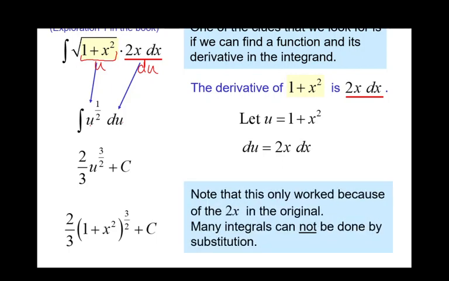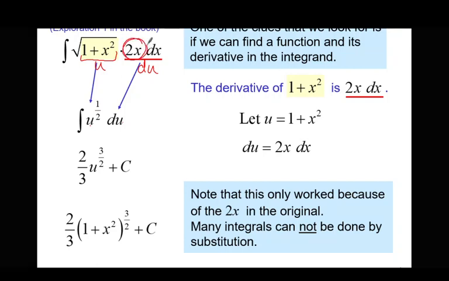So this only worked because 2x was in the original, okay? If that 2x was not there, say if this was just the square root of 1 plus x squared dx, we couldn't have done u-substitution. Without that 2x right here, this would not have been possible. Okay?